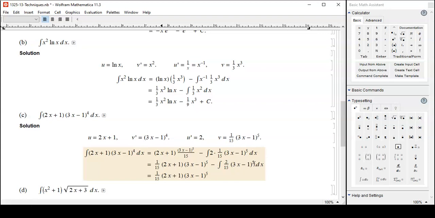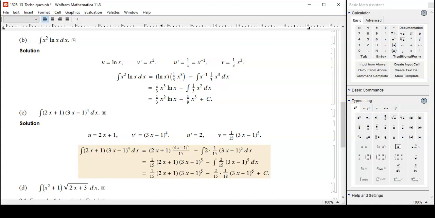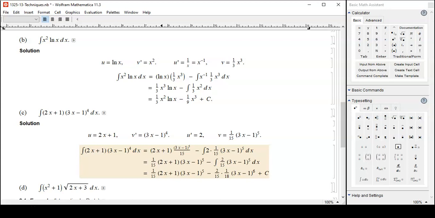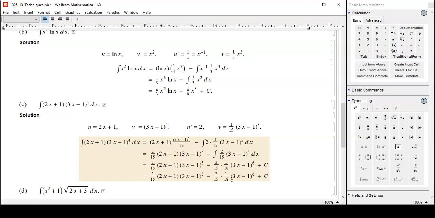Antiderivative of this, well, that was there before. 3x minus 1 to the 6th power now. You have to add 1 to the power. And then you have to divide by 6. But then again, by chain rule, you have to multiply by 3 as well. So 3 times 6 is 18. I can stop here, but let's just go one more step. Copy and paste everything and simplify just one more time.